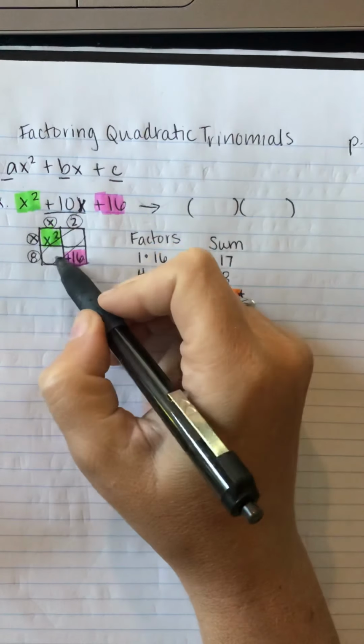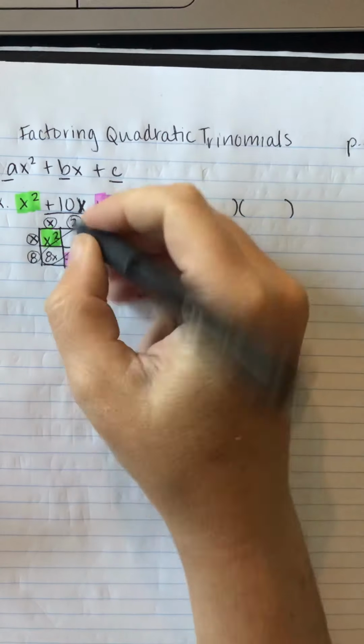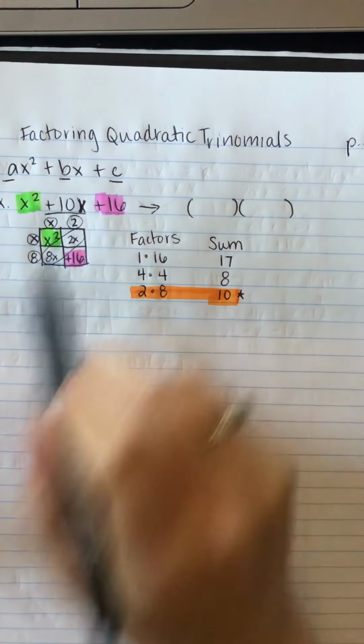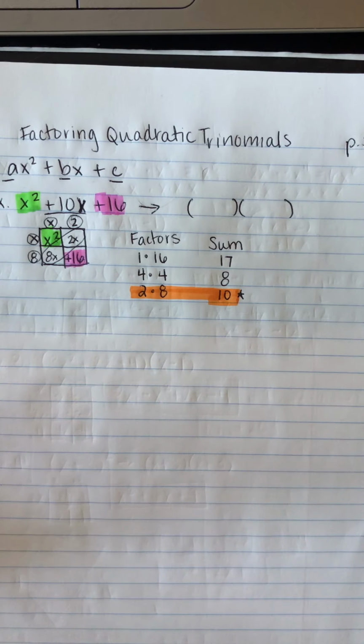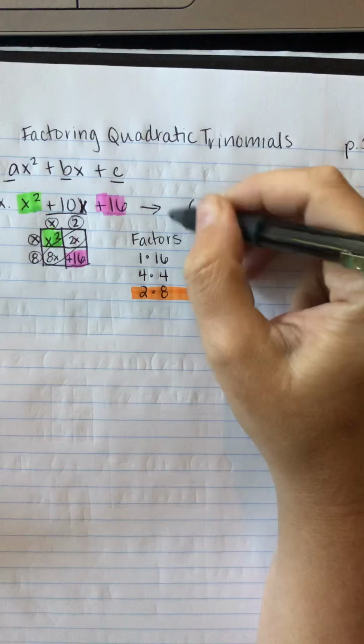So we have 8 times x was 8x, and x times 2 is 2x. And when we combine those, we do get that answer of 10x right there. Okay? So finally, we're going to write it as our answer here.